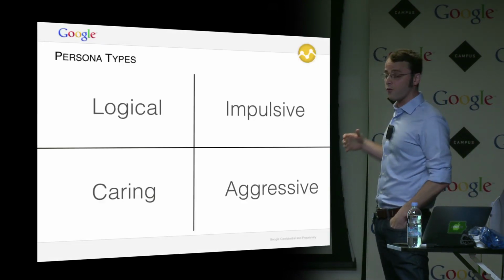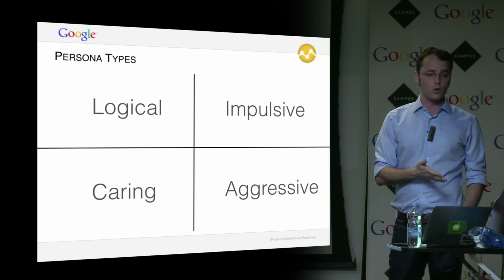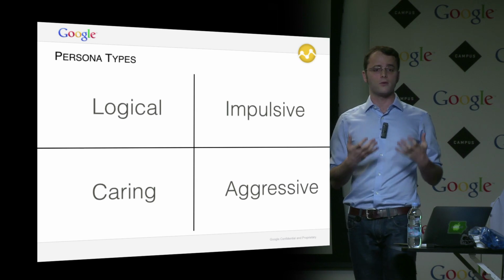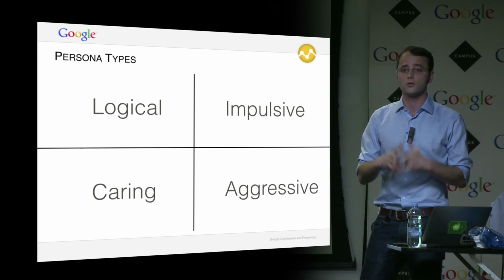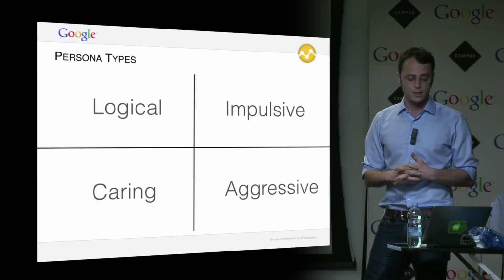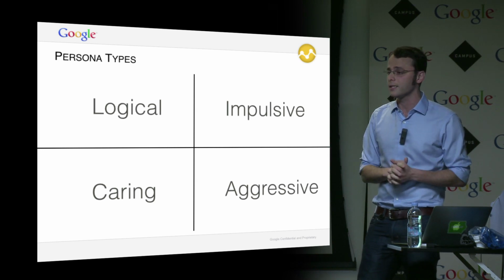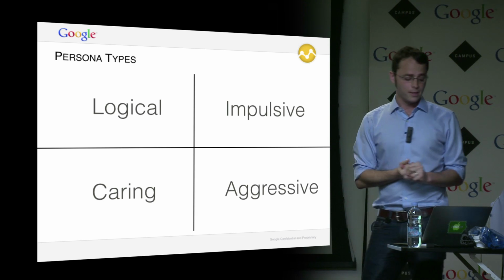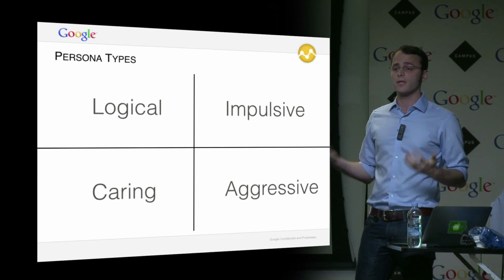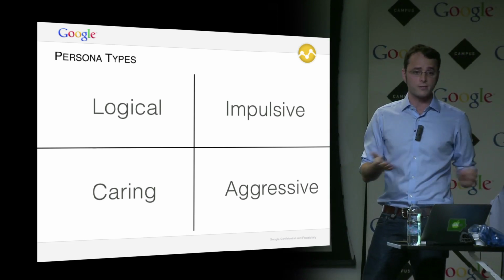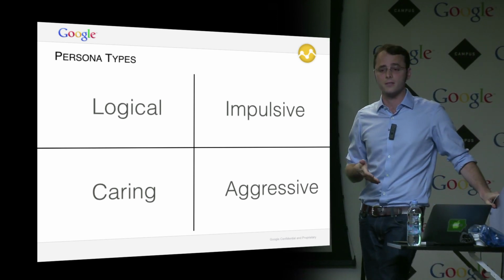And we know that there are 4 main types of personas. So there is logical, impulsive, caring, and aggressive. So logical are people that are looking for information, so they want to know everything there is to know about the product. Impulsive people, if they see something nice on the website, they will just buy right away. There is caring people, which is people that care about what other people say, right? And aggressive people that are just looking for the best deal.